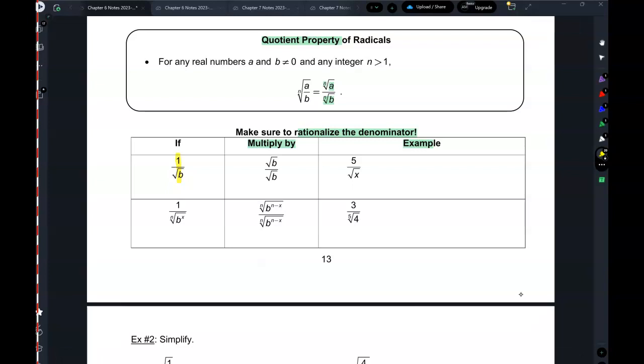So let's do an example. I have 5 over root x. I multiply top and bottom by root x. So I get 5 root x on top. On the bottom, now when I multiply these out, what happens? I'm going to get the square root of x squared. Is that right? So then what does that turn into? Just x. So 5 root x over x.